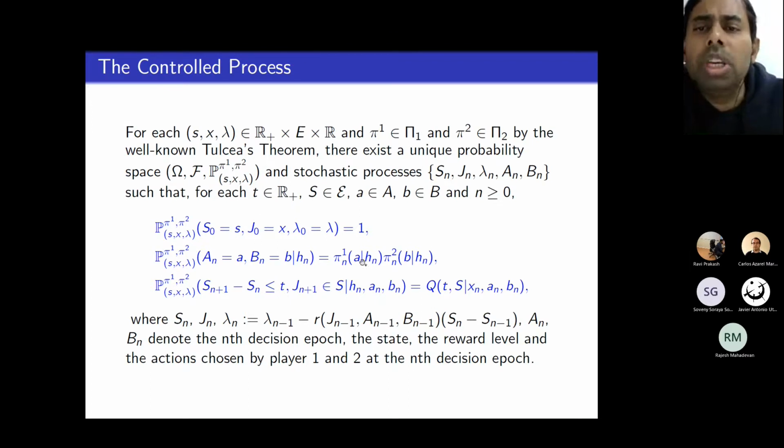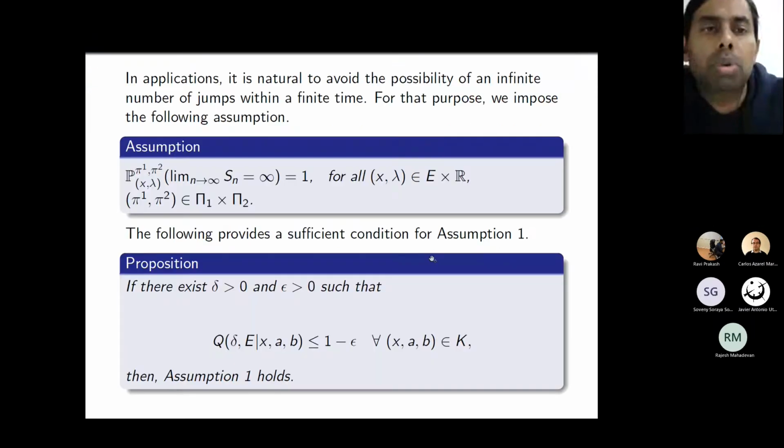Fine. But now you see these are defined with n. So it might seem like it is a discrete time stochastic process, but no, using this discrete time stochastic process, we can define a continuous time stochastic process. But before that, we need one assumption.